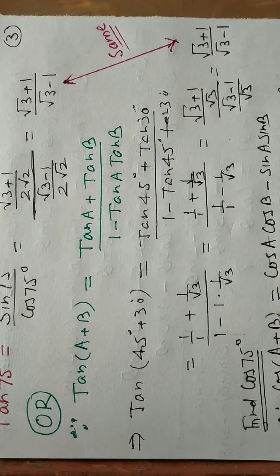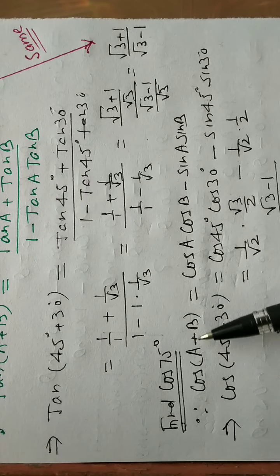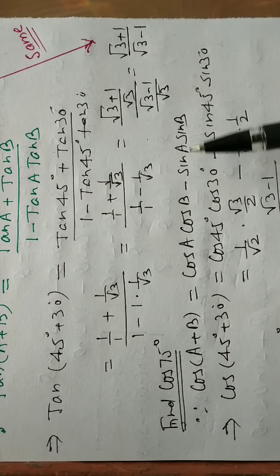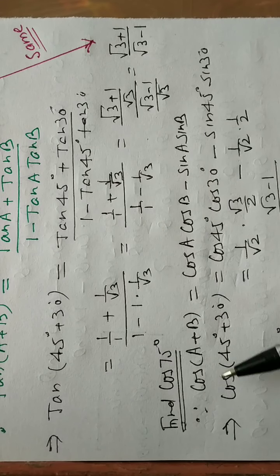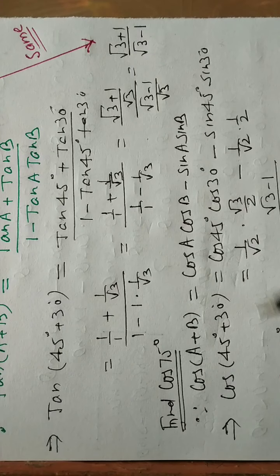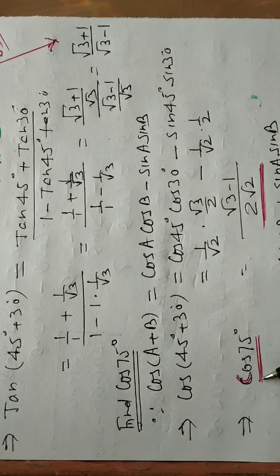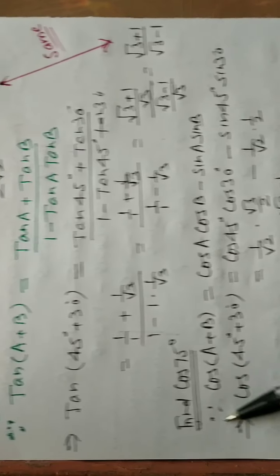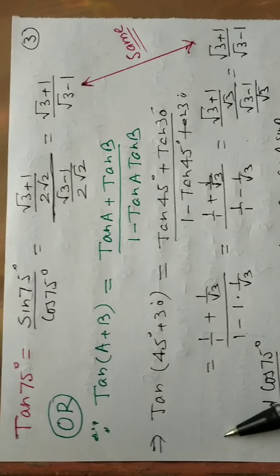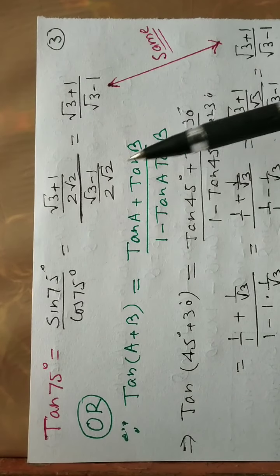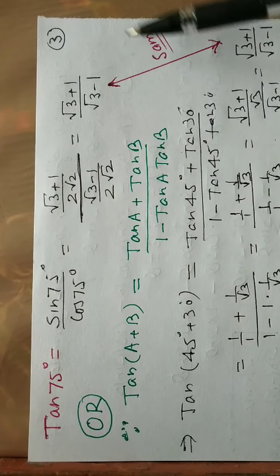Just see, cos 75: cos A plus B is cos A into cos B minus sin A into sin B. Put A and B as 45 and 30 respectively and go on simplification. You get cos 75 is equal to this. So sin 75 by cos 75, this by this, 2 root 2 cancel. So this is the answer.